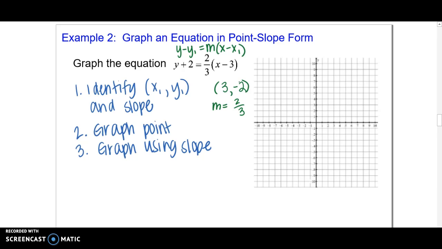Using that information, I want you to try to graph this. All right, graph with mine. I started by plotting my point over 3 down 2, and then using my slope 2/3, which means I go up 2, right 3, and found a couple points and drew my line.